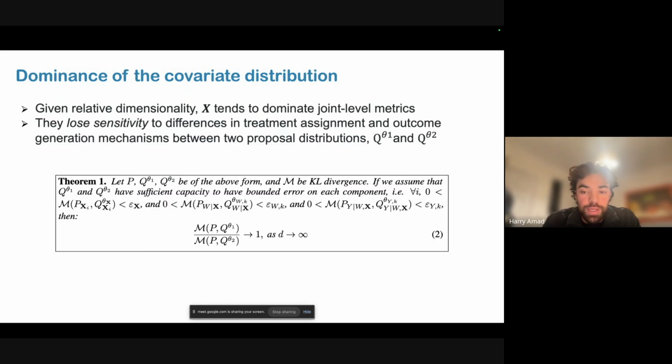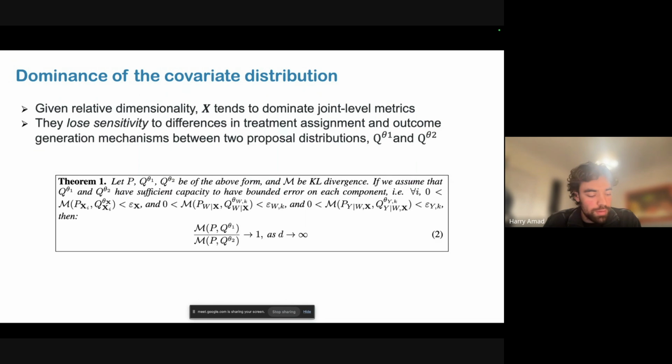the number of variables in the data, the KL divergence will fail to pick up any difference between two proposal distributions. Even if one perfectly models, say, the treatment assignment mechanism, and the second one fails to model that very well, the KL divergence will focus too much on the high dimensional covariate space and will fail to pick up this difference, because the ratio of this metric between these two proposal distributions will tend to 1 as the dimensionality of the data tends to infinity.